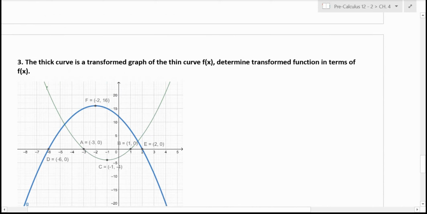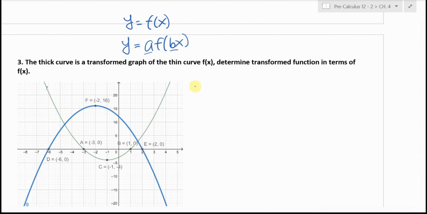Like I showed you earlier, we are going to be looking at y equals a f of bx compared to y equals f of x. What that means is we need to figure out what happened vertically and horizontally, so then we can figure out the values of a and b. So I am going to write this out right here.